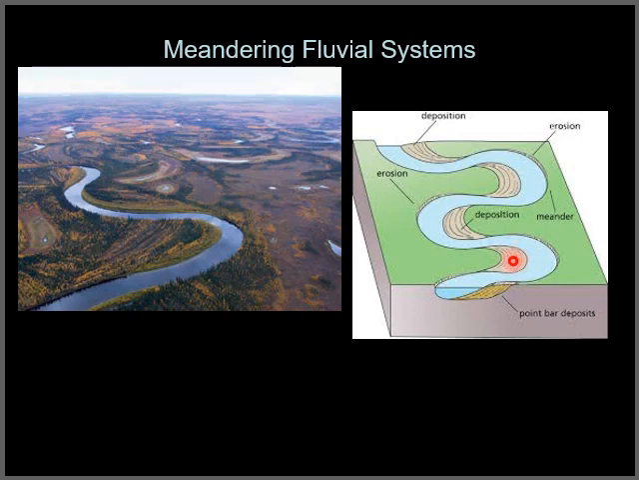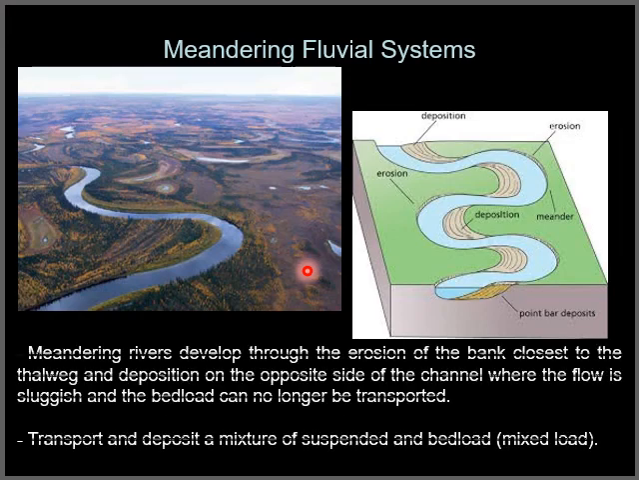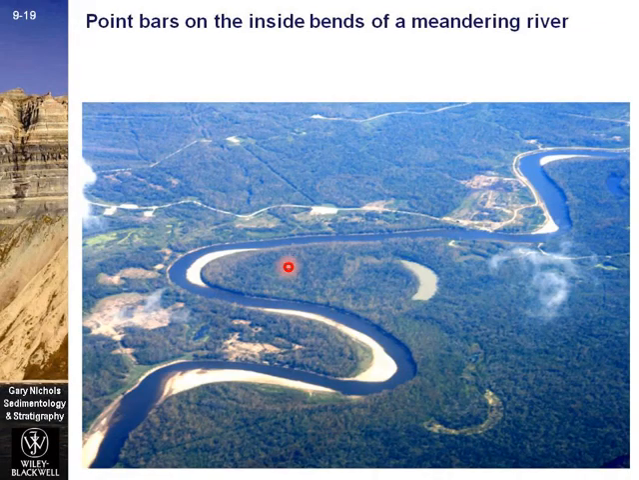The net result of erosion on the outer bank and deposition on the inner bank is for the channel to migrate in the direction of the outer bank. In map view, the result is a river that meanders in a series of broad loops. These are point bars on the inside bend of a meandering river.